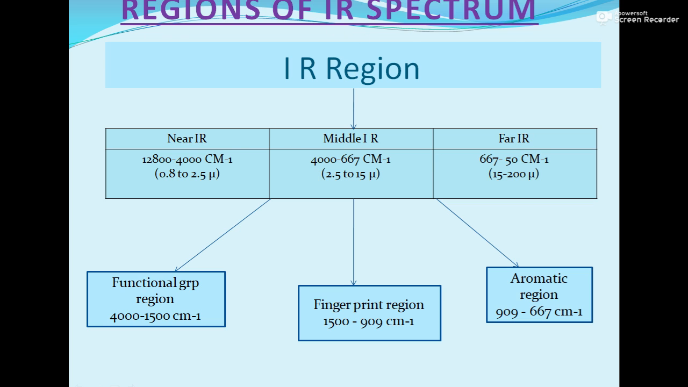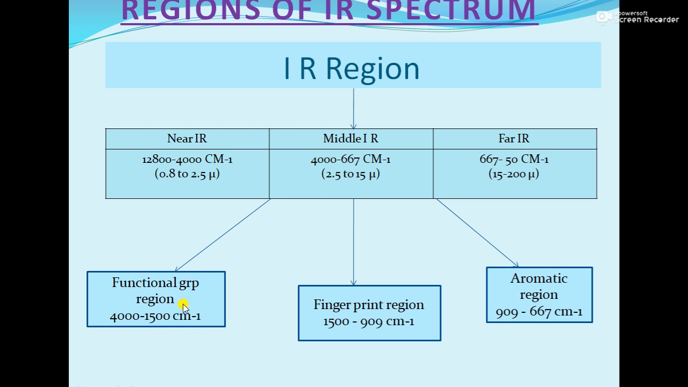Now the region of the IR spectrum, the spectra which we are going to get, is divided into three parts. As I have already told in advance, the IR region is divided into three parts: near IR, middle IR, and far IR. The basic important zone is the middle IR region, which ranges from 2.5 to 15 micrometer, or 4000 to 667 centimeter inverse. This is the wave number.